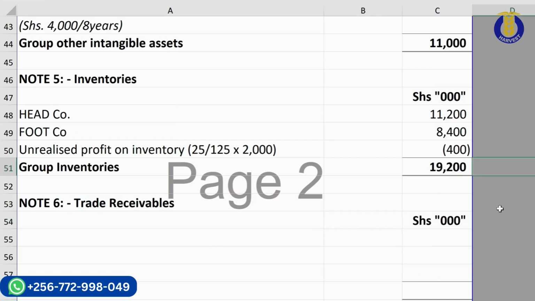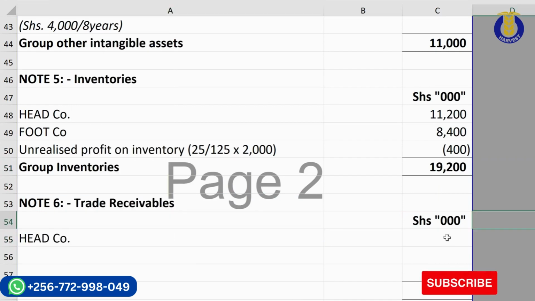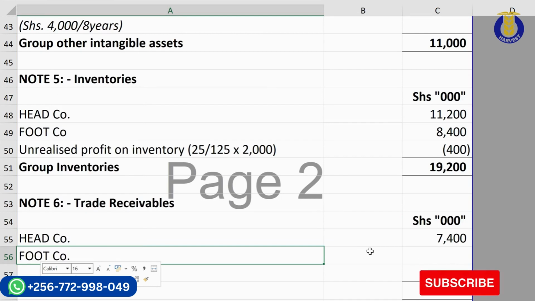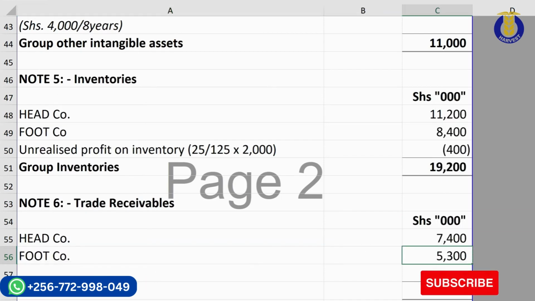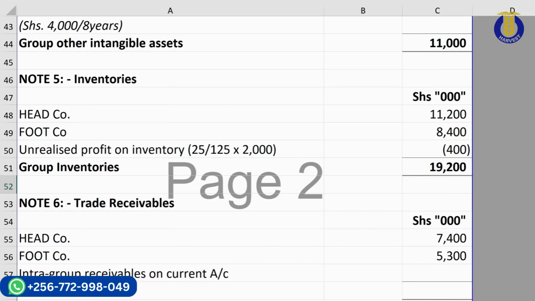So what I do, I get the trade receivables of head company, which is 7.4 million, considering the other 3 zeros up here. The trade receivables of food company, which is 5.3 million. And then I eliminate any intra-group receivables that arise out of the transaction between the parent, head company, and the subsidiary, food company.